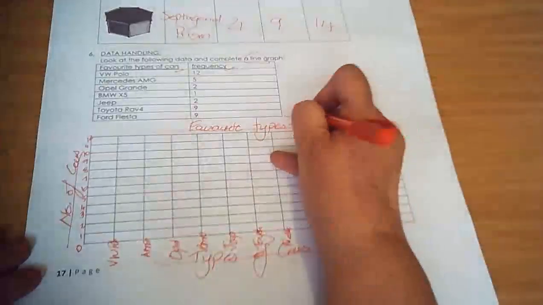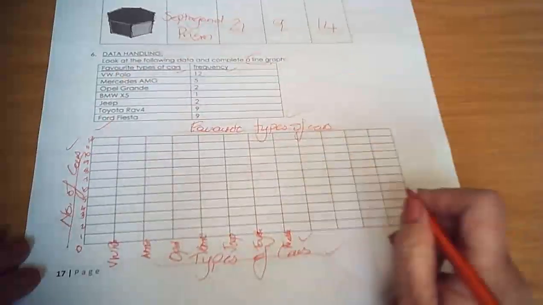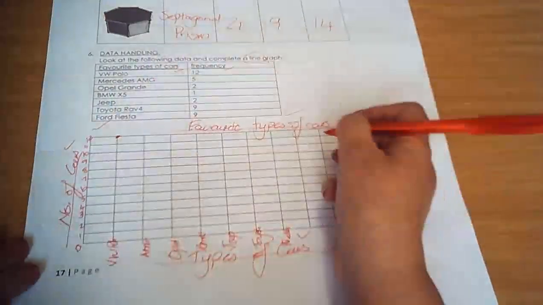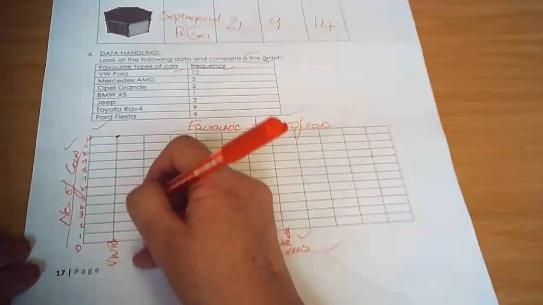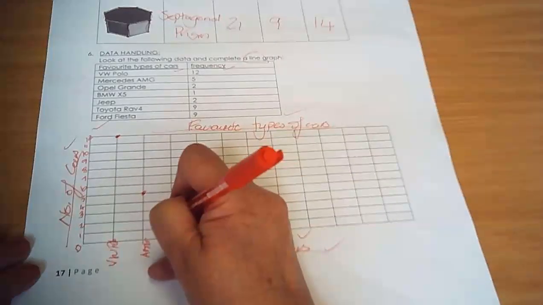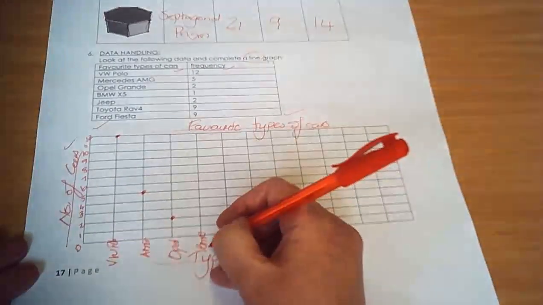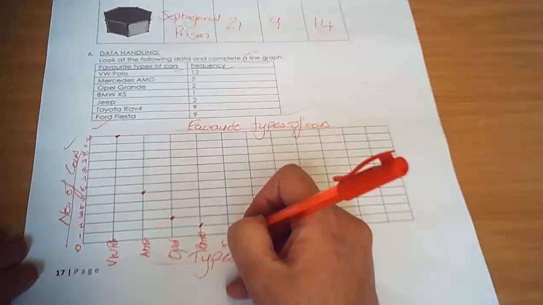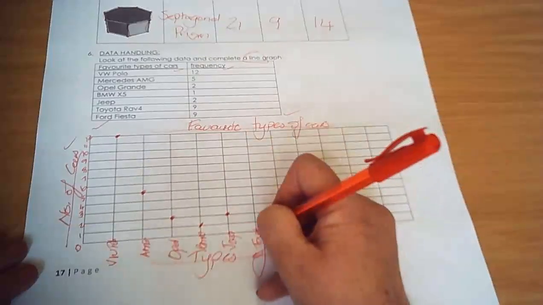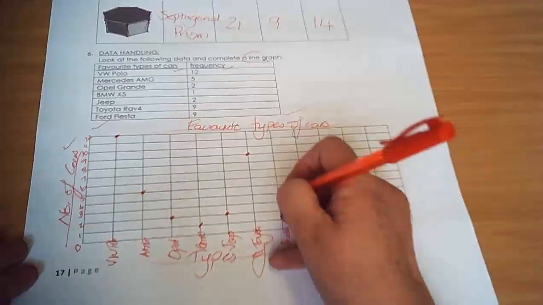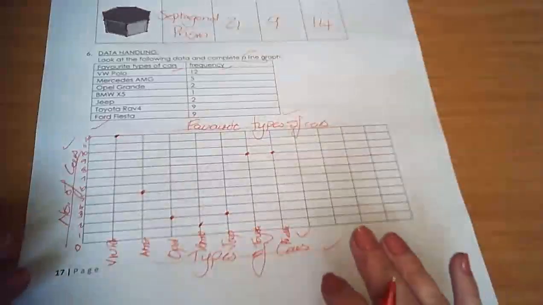Now, already here, you've got 5 marks. Now I plot my graph. Volkswagens, there are 12. So let's go and do it. Plot the points. AMGs, there are 5. Opels, there's 2. Then BMWs, there's 1. Jeep, there's 2. Toyota, 9. And Fiesta, 9. Okay, I'm not done yet with my line graph.